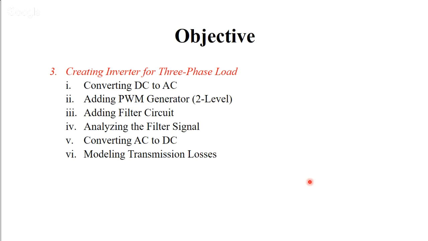Okay. In the third part, we are going to create an inverter for a three-phase load, in which we are converting DC to AC, then adding a PWM generator in that to provide pulses, or gate pulses, to our inverter. Then we add a filter circuit in that inverter circuit and analyze it. Analyzing means we are going to see what harmonics are present in our signals. Then we are going to make rectifiers, and see how we can model the transmission line losses present in our lines and how we connect these transmission line losses to our circuit.